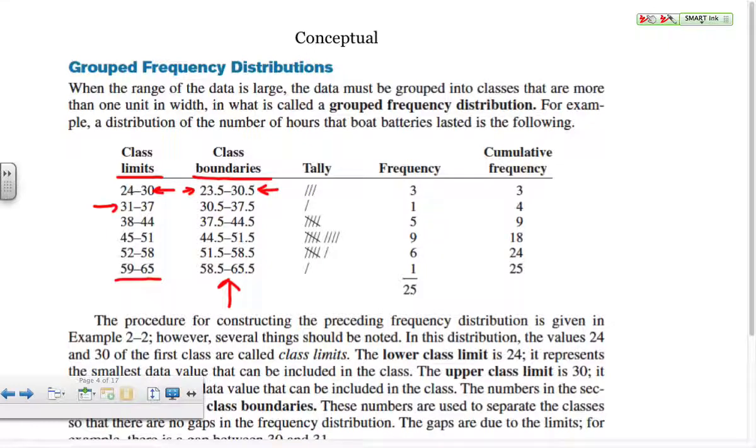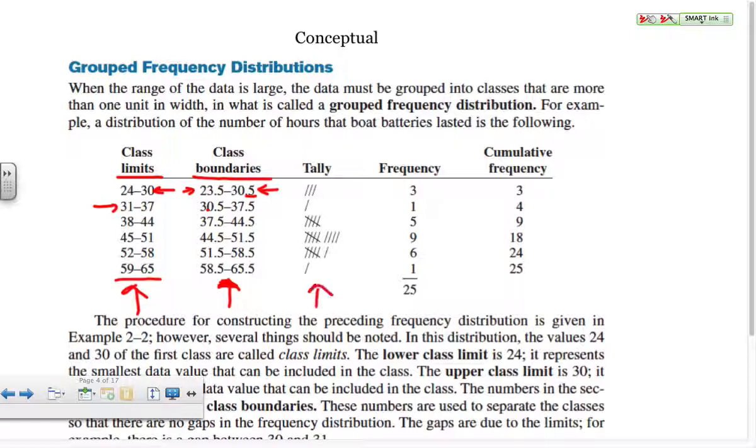This has to be continuous. So where class limits are exclusive, class boundaries are inclusive, meaning that whatever we end with, we start with the next one. The reason we do that is because there will be no data points that are 0.5. We're just trying to be inclusive with everything. So 23.5 to 30.5, and the next one starts with 30.5, and we add 7 to the next one all the way down to the very end. So this is the beginning of a frequency distribution.